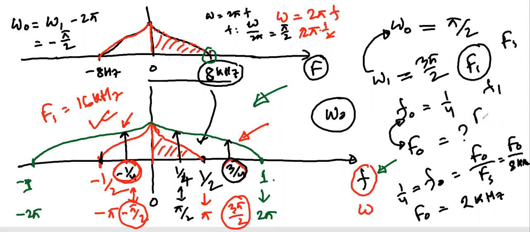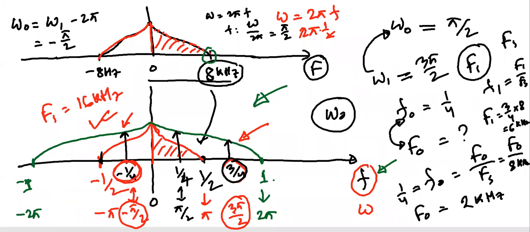So let me write it like this. Small f1 is equals to capital F1 divided by fs. So capital F1 is equals to 3/4 multiplied with Fs, which is 8 kilohertz. So it is equals to 6 kilohertz.